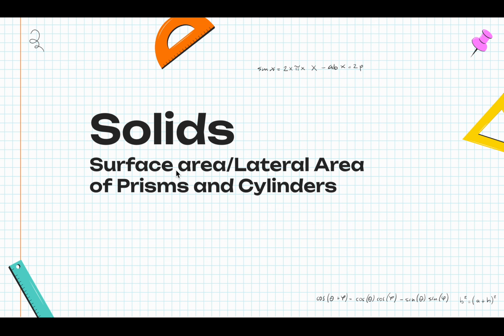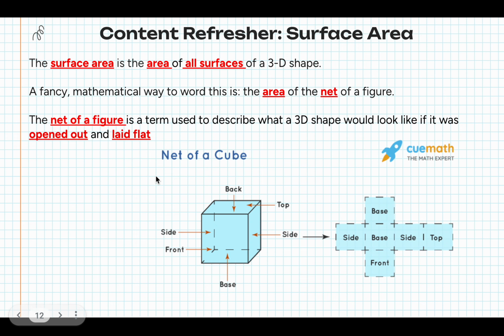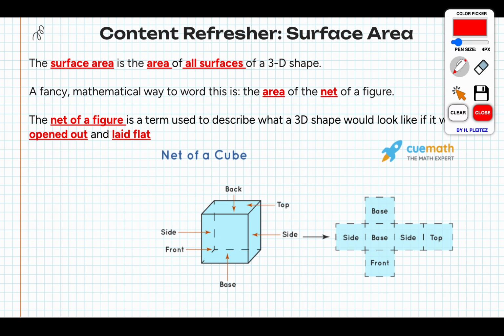What's up, everyone? In this video, we're going to be talking about surface area and lateral area of prisms and cylinders. So, some content refresher. You've probably seen surface area before, but just to refresh our brains, the surface area is the area of every single surface of a 3D shape.